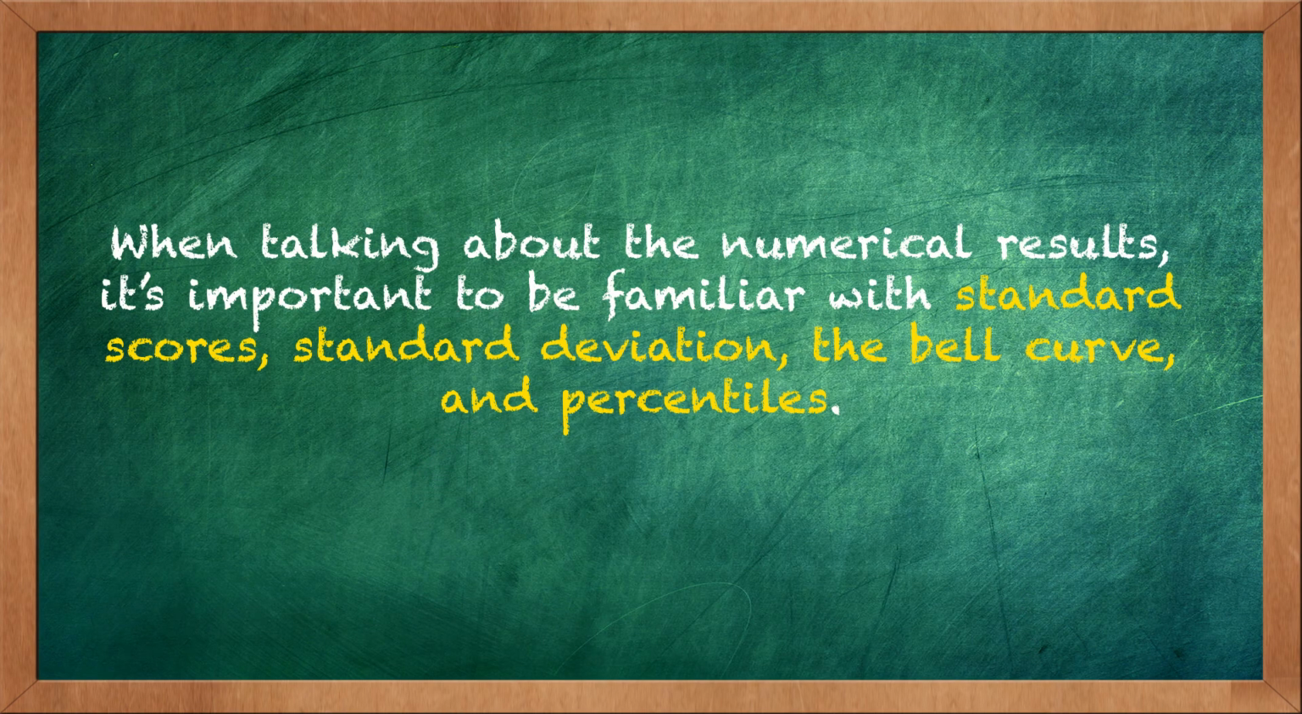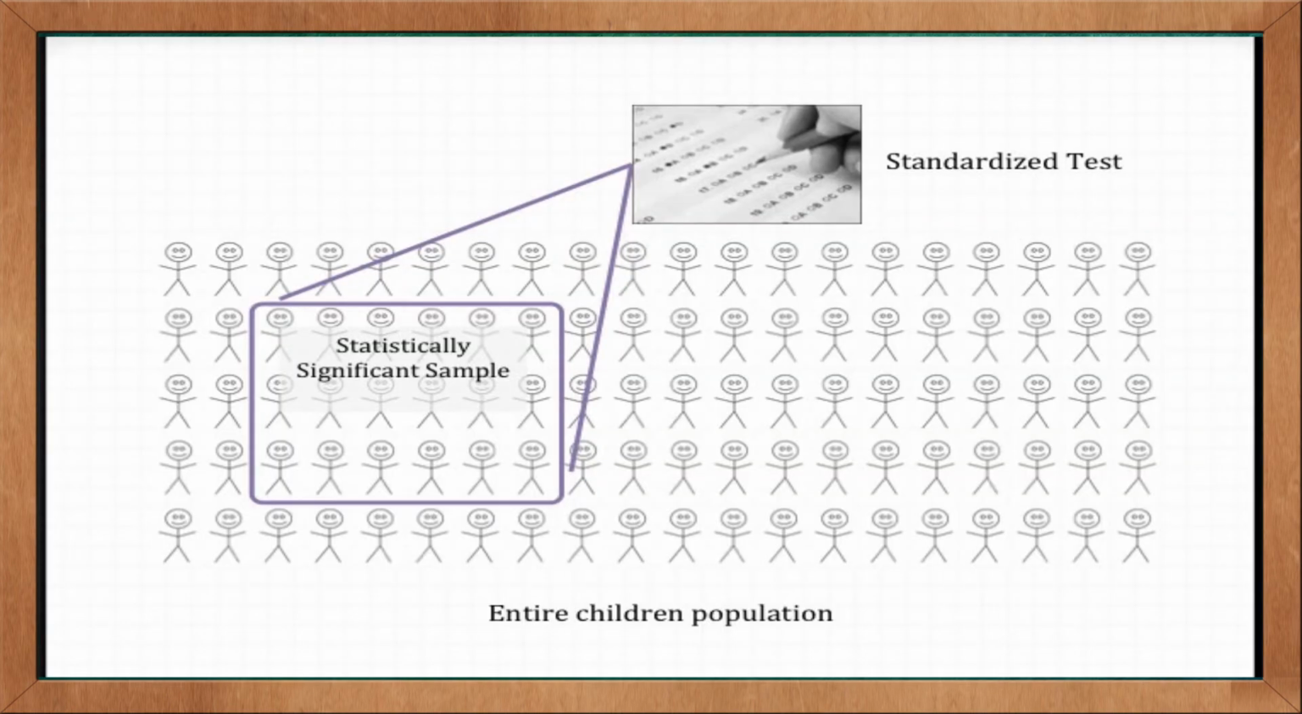Let's begin. When talking about the numerical results, it is important to be familiar with the standard scores, standard deviation, the bell curve, and percentiles. All of these will be covered in this video. On the next slide, please imagine that the chart you see represents all the children in the total population that show significantly similar characteristics. For example, kids with the same age, same native language, etc. This sample will then be used to compare your child to others in his group.